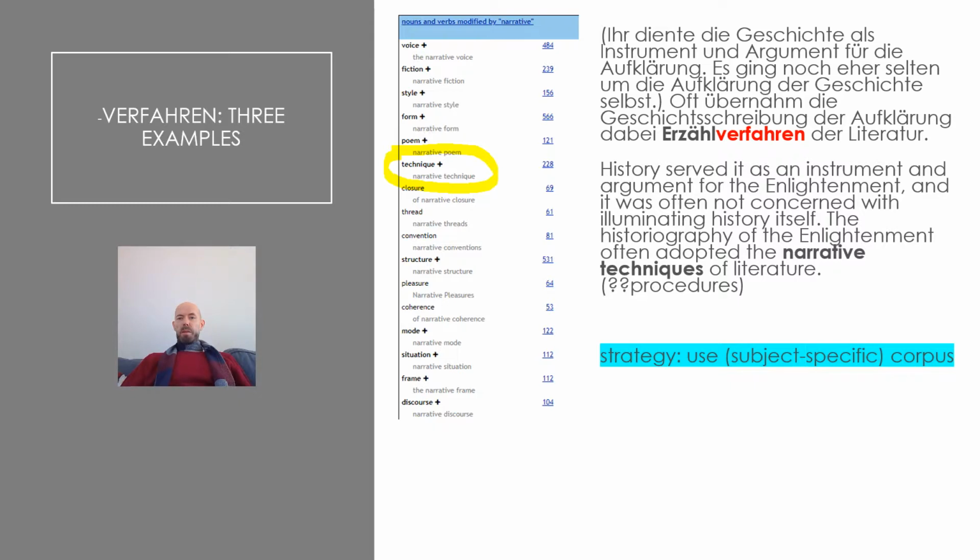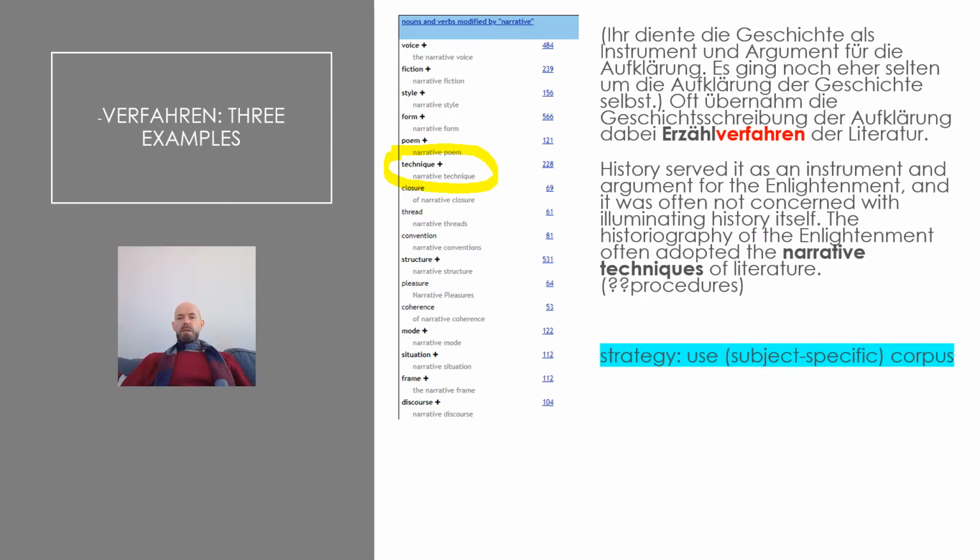The first is about Erzählverfahren. I'm going to read out what the context is. Diente die Geschichte als Instrument und Argument für die Aufklärung. Es ging noch eher selten die Aufklärung der Geschichte selbst. Oft übernahm die Geschichtsschreibung der Aufklärung dabei Erzählverfahren der Literatur. History served it, this is the translation produced by an anonymous translator.